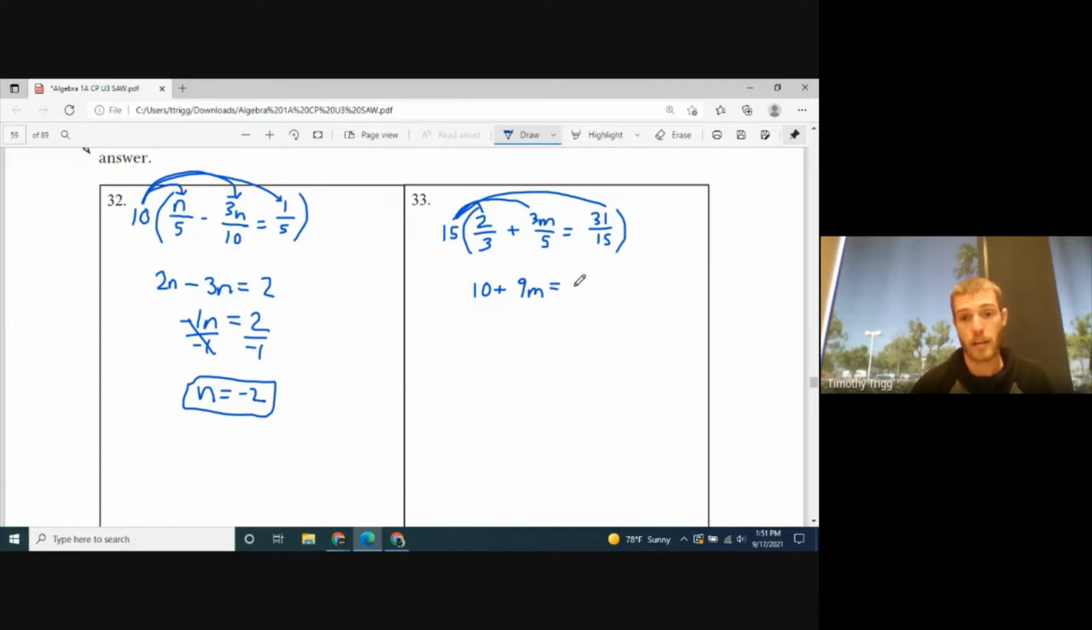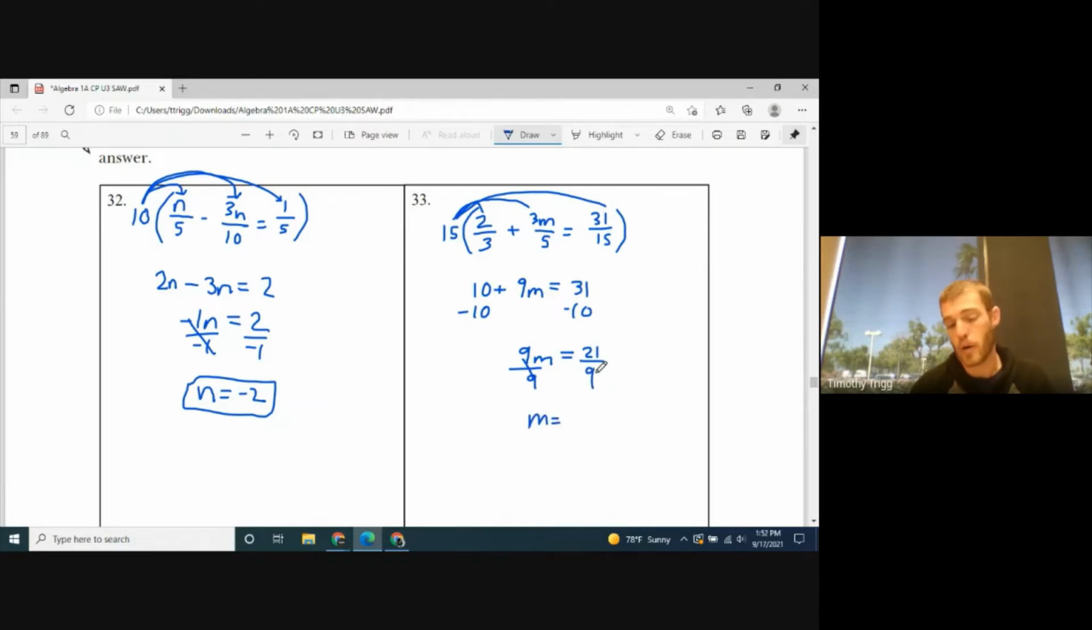Equals, and then over here, that's just going to leave you a 31, right? Because 15 and 15 cancel. All right, we're going to subtract 10 both sides of the equation. That'll leave us with 9m on the left equals 21 on the right. Divide by 9 both sides of the equation to get m by itself.